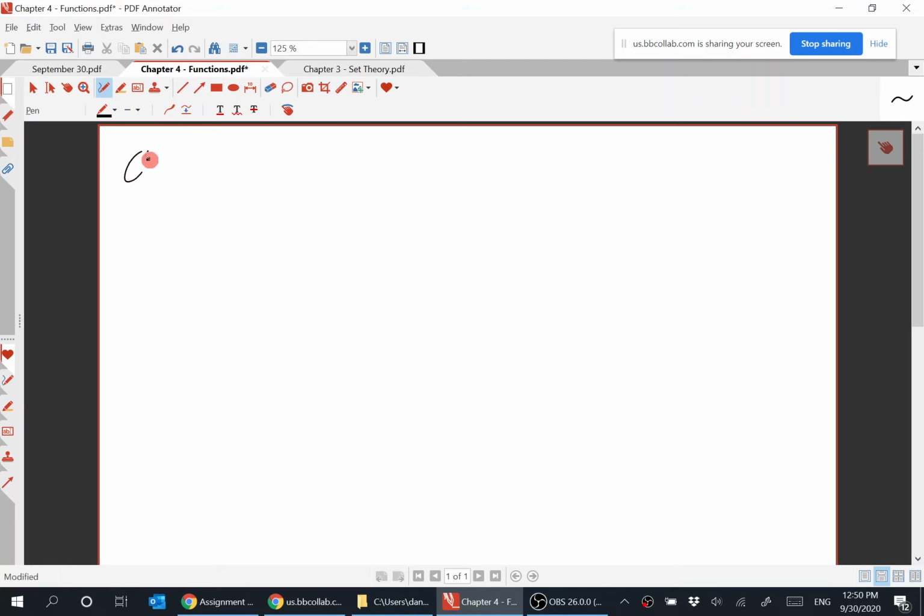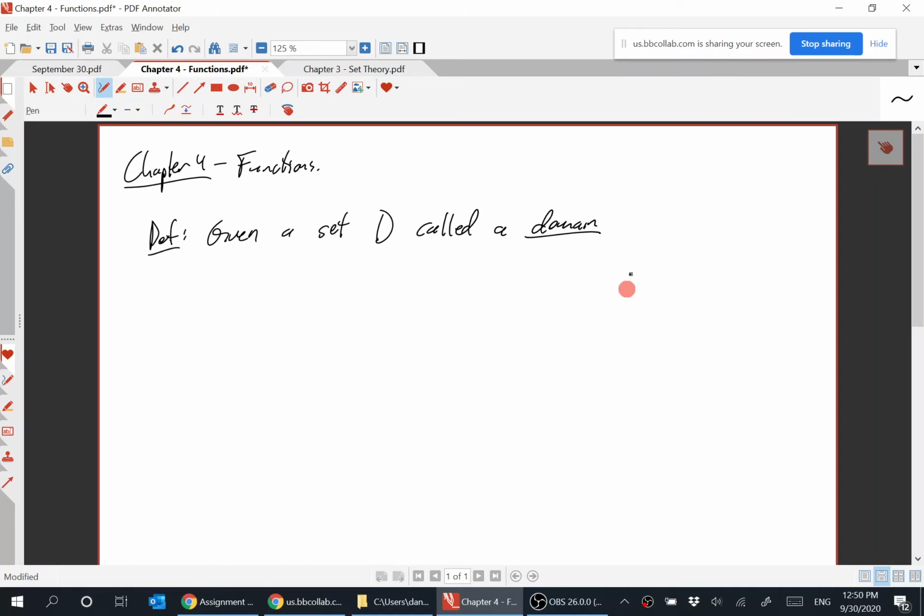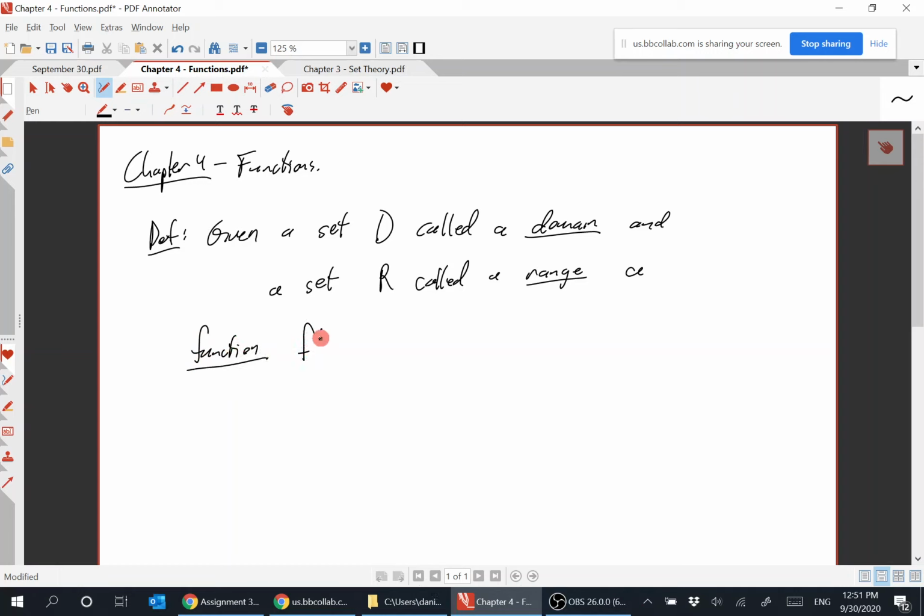So chapter 4 is on functions. Given a set D called the domain, and a set R called a range, a function, and here's the notation, F colon domain to range, is an assignment of one range element to each domain element.